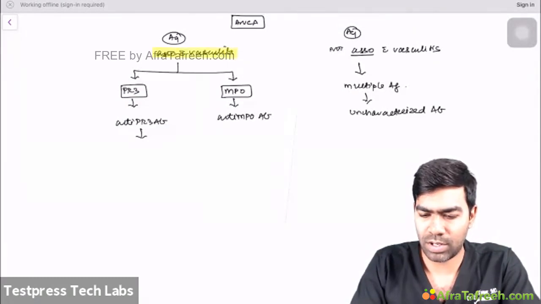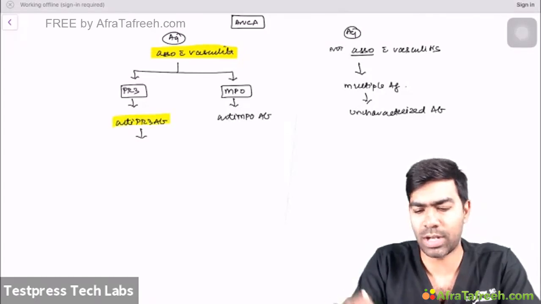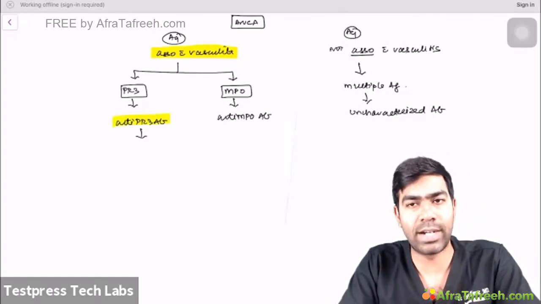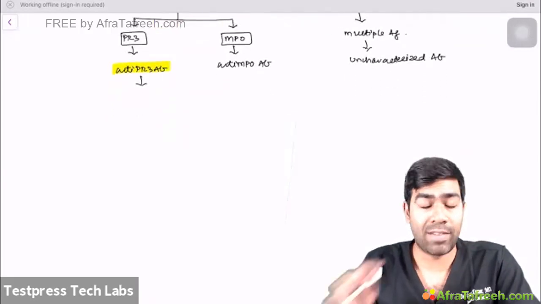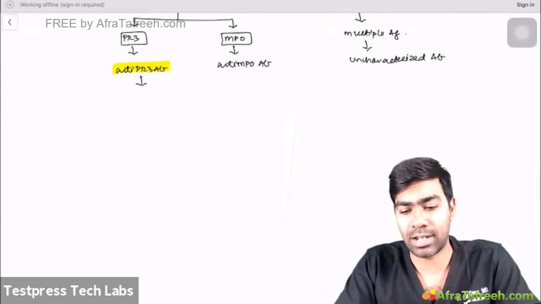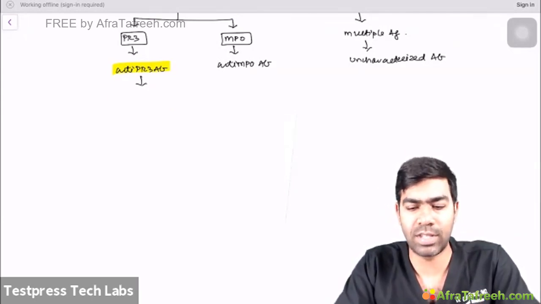For sure, it will be associated with vasculitis, without a doubt. So surely this anti-PR3 antibody is associated with vasculitis. No doubt about that. But what are the vasculitis that are associated with anti-PR3 antibody? I have not still used the term P-ANCA and C-ANCA, so you have to be a little careful there.